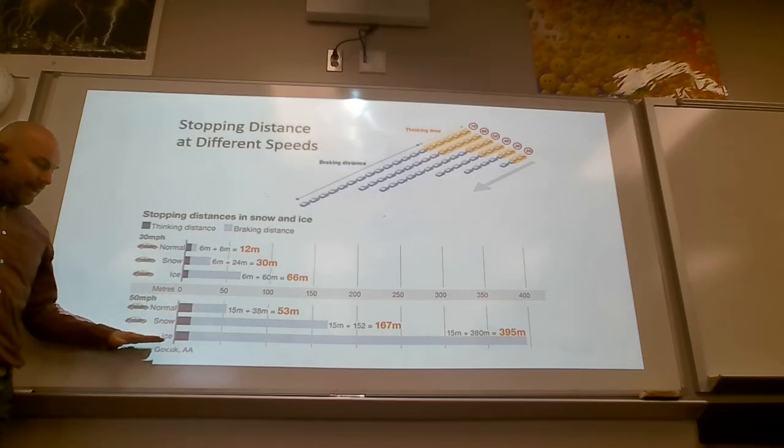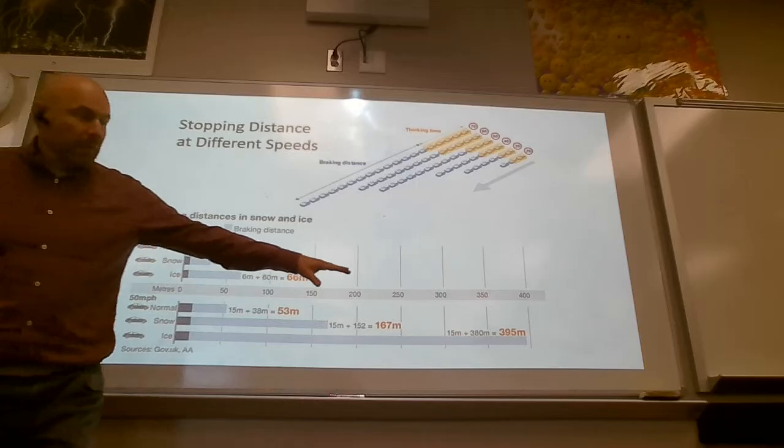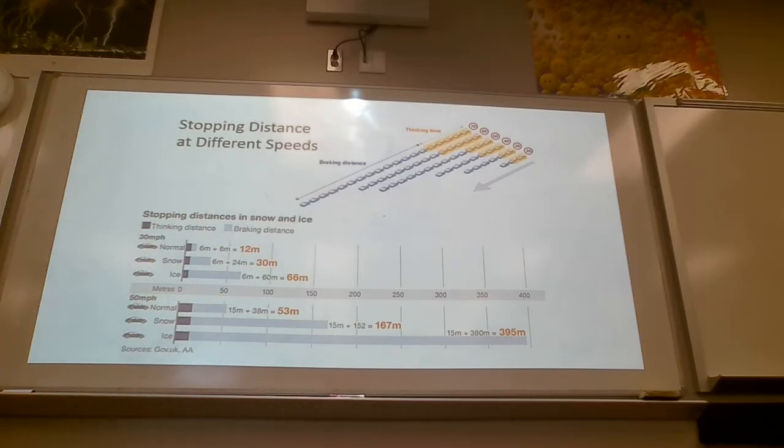So on ice, it takes you roughly 400 meters to stop. Folks, that is 4 football fields. That is a quarter of a mile. So if you're going 50 miles an hour on ice and you see someone hit their brakes, you're going to hit them because you're probably closer than a quarter mile away from them. That's why it goes slow. Right. Or you die.